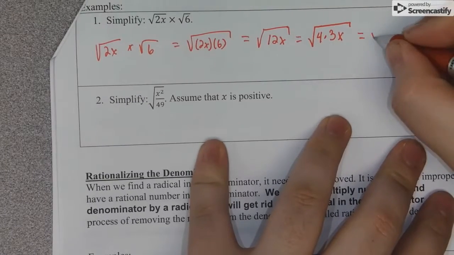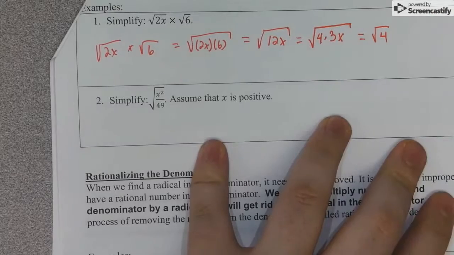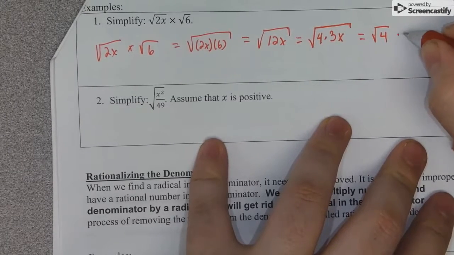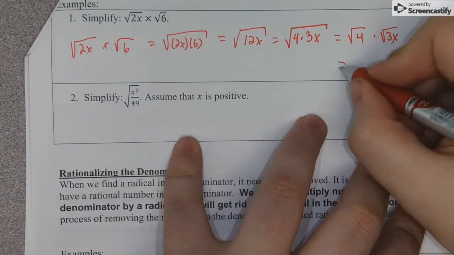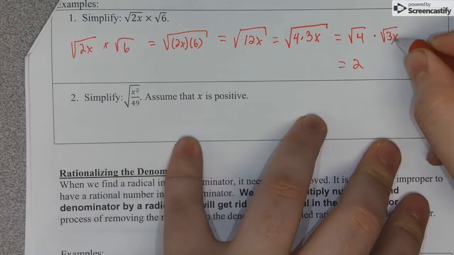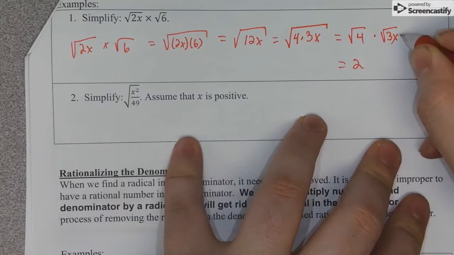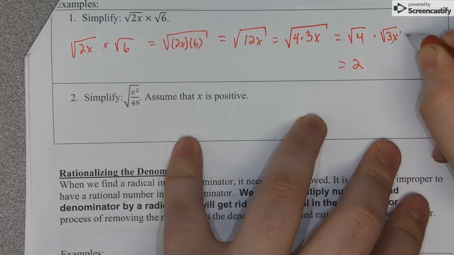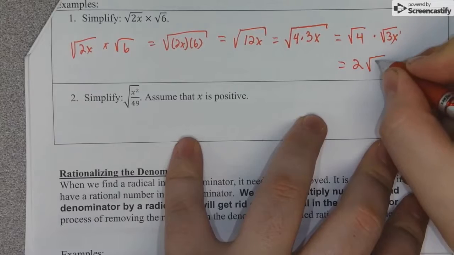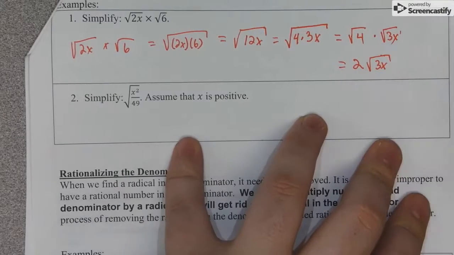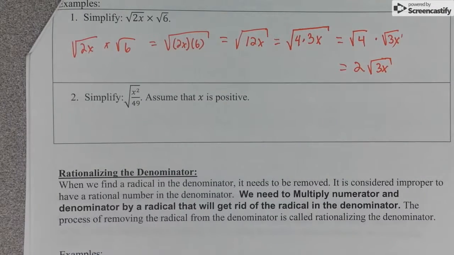And now I can rewrite this as the square root of 4, since this is all multiplication, times the square root of 3x. The square root of 4, we know that's just 2. The square root of 3x: 3 isn't a perfect square, and the exponent on x is 1, that's less than 2. So this is just going to be 2 square root of 3x. There's no way I can simplify the square root of 3x.